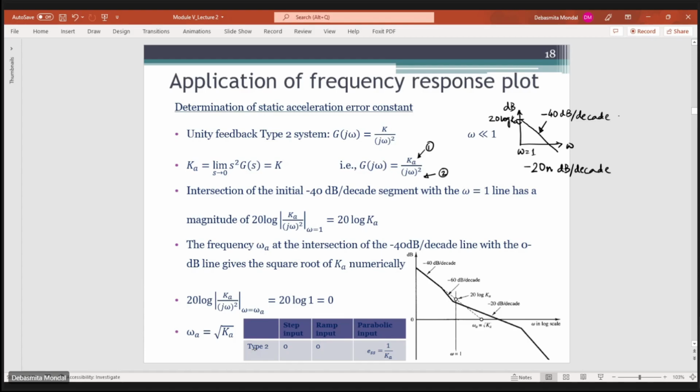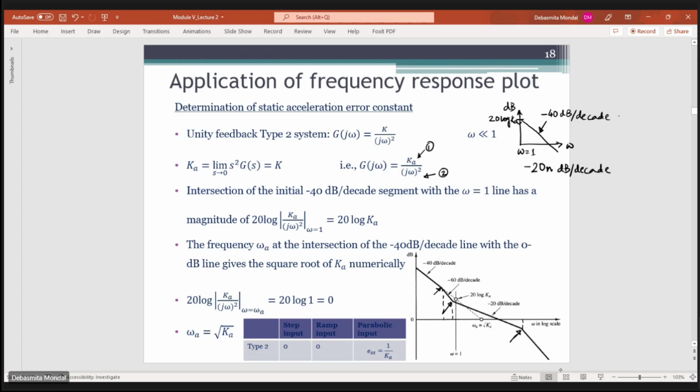Okay, so here you can identify that there is one corner frequency over here, another corner frequency over here, and another corner frequency over here. At this point there is a change in slope, at this point again there is another change in slope, and at this point we will have another change in slope. So depending on how your slope is changing, let's say here the initial slope was minus 40 dB per decade.